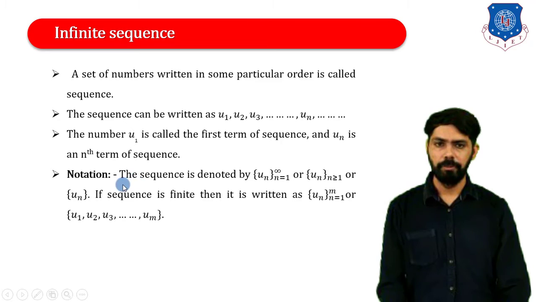Now the notation for the sequence is {un}, where n varies from 1 to infinity, or {un}, where n is greater than or equal to 1, or simply {un}. These are notations of a sequence. If the sequence is finite, then it is written as {un}, where n varies from 1 to m, or {u1, u2, u3 up to un}. So this is a finite sequence and this is an infinite sequence.